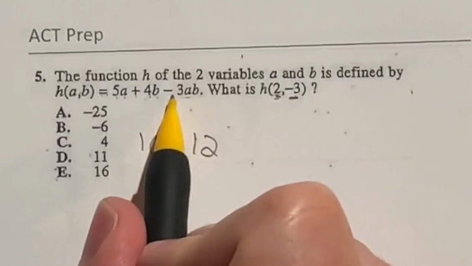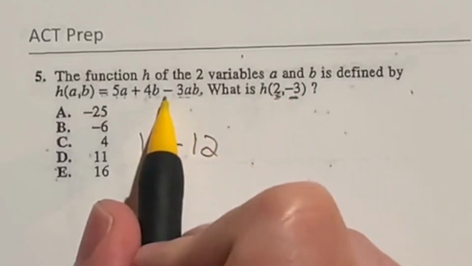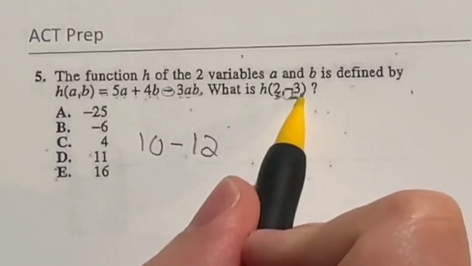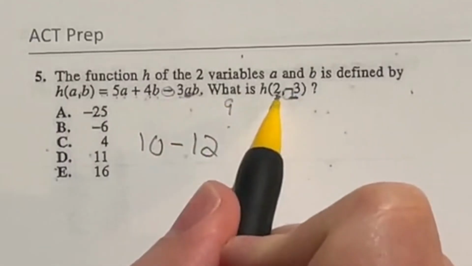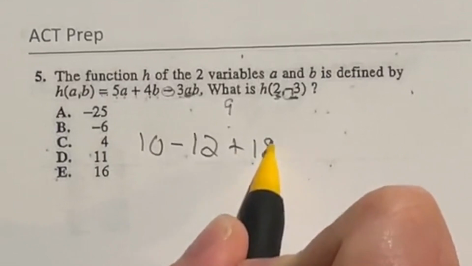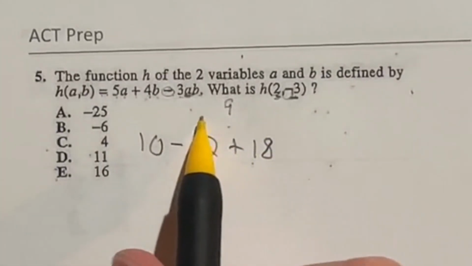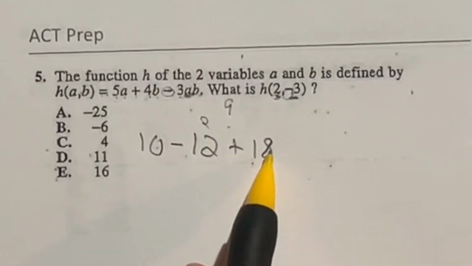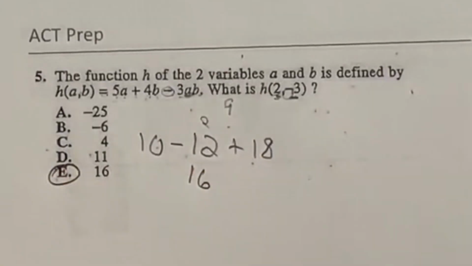Then we have a negative 3 times that 2 times that negative 3. First off, realize that we have a negative here and a negative here. So negative 3 times a negative 3 is going to give me a positive 9. And we still have to multiply it by that 2. So 9 times 2 is going to give me a positive 18. So now when we're looking here, we can cancel these two out except for 2. So 10 minus 12 is going to give us a negative 2. So just subtract that 2 from the 18 to give us a final answer of 16, which is option E.